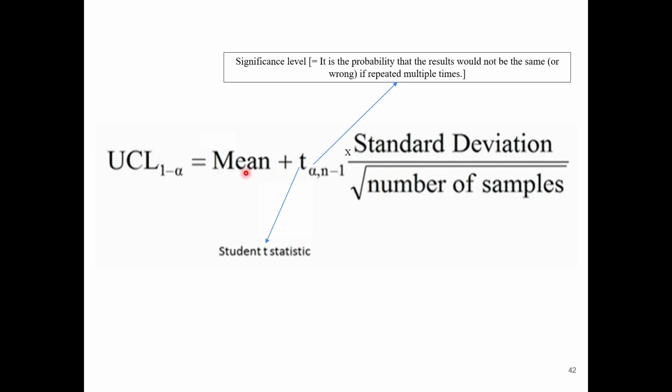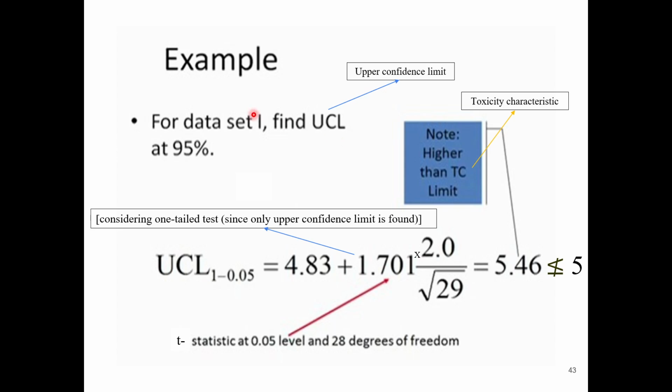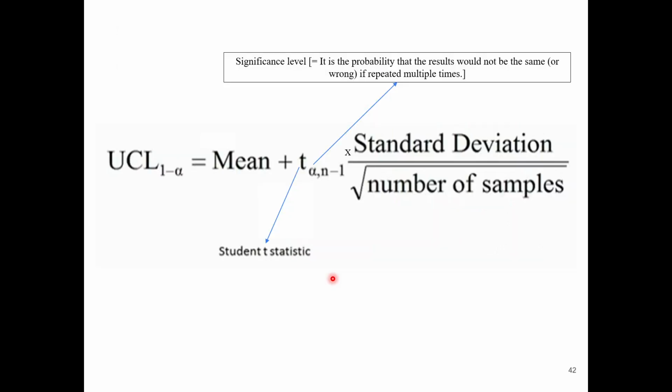So UCL 1 minus alpha, where 1 minus alpha is the confidence level. So UCL 95% is equal to mean plus T alpha, n minus 1, into standard deviation by square root of number of samples, where T is the student T statistic. For example, for the UCL at 95% confidence level, the alpha has to be 5%, that is 0.05, and so UCL 1 minus 0.05 equals 4.83.